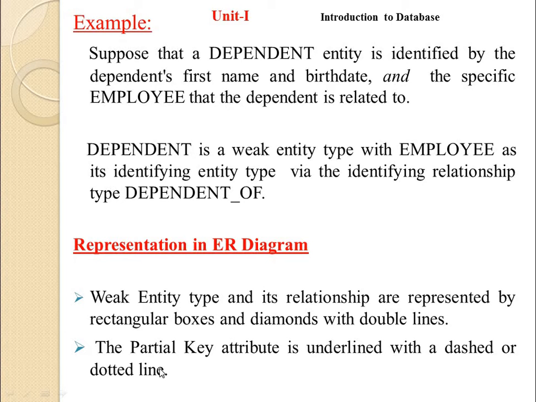Sometimes, as we have seen, the weak entity type doesn't have any key attribute, but it has an attribute called a partial key. That means it is not at all the full key, nor does it completely specify all the properties. Therefore, it is called the partial key, and it is represented by underlining with a dashed or dotted line. This is the representation in the ER diagram.